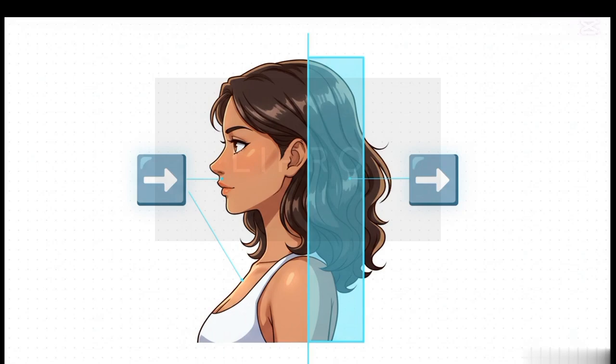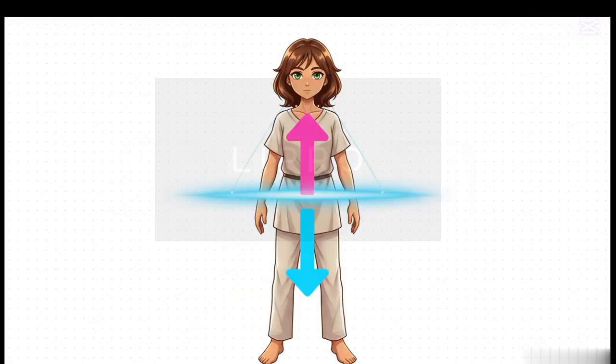In anatomy, anterior means toward the front, and posterior means toward the back. So, for example, your nose is anterior to your ears. And on the flip side, your spine is posterior to your sternum, which is your breastbone. Nice and clear, right? Now let's do up and down. Superior means toward the head, and inferior means toward the feet. It's that simple. It's our vertical axis. Your head is superior to your shoulders, and your knee is inferior to your hip.